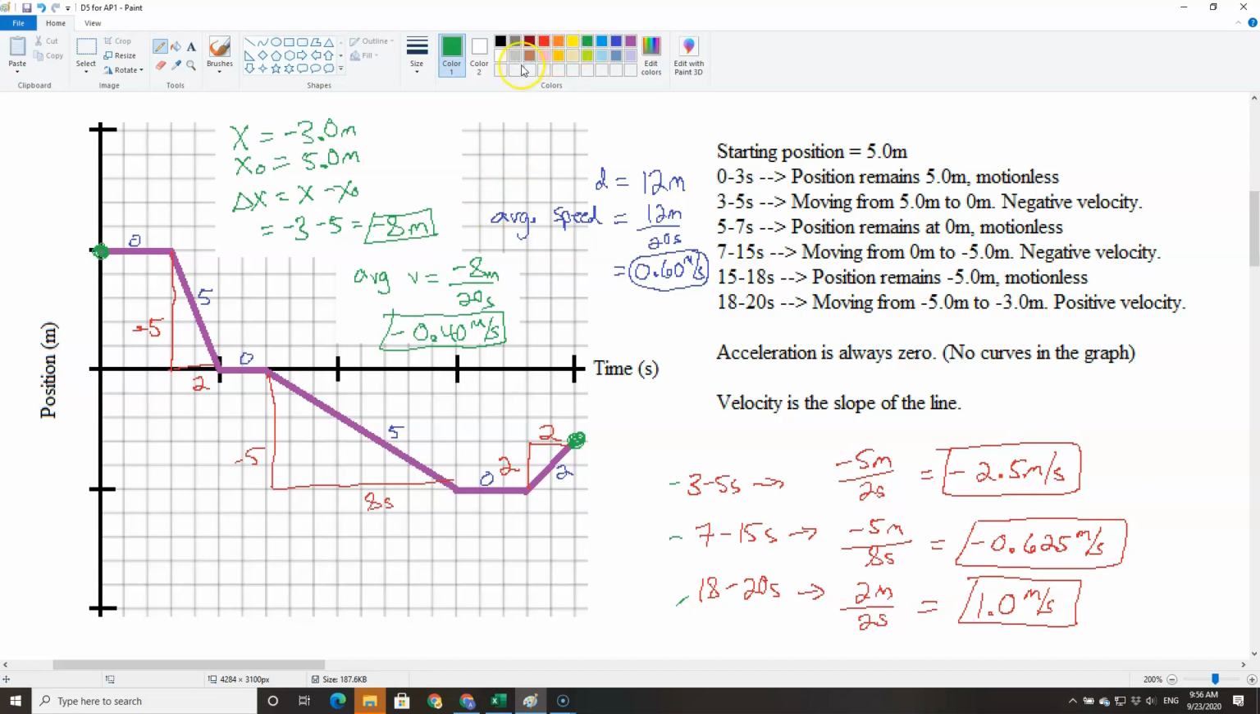Quick clarification on these instantaneous velocities. Let's say you're asked, what's the velocity at 10 seconds? So we go to the 10-second mark, which we see right here. At the 10-second mark, I just need to know what the slope of the line is at this point. Well, the slope of the line from 7 to 15 seconds is continuously negative 0.625. So the velocity here, at 10 seconds, and all along this line, the instantaneous velocity is negative 0.625 meters per second.